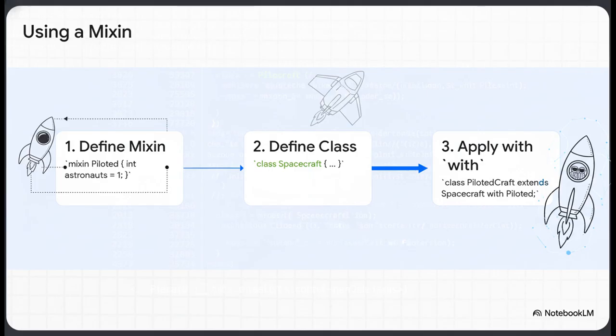First, you define a chunk of reusable code with the mixin keyword. Here, our Piloted mixin adds an astronauts property. Then you just take any old class, like our Spacecraft class, and you mix in that functionality using the with keyword. And just like that, PilotedCraft has everything from Spacecraft plus the new stuff from Piloted.